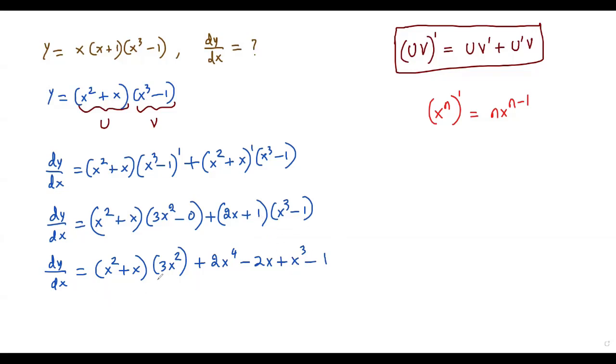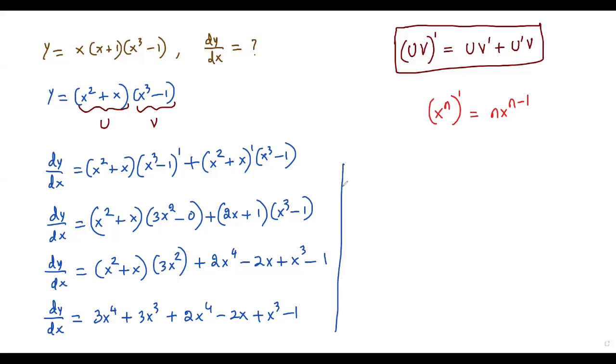Okay, now what we can do is distribute this 3x squared to the x squared and positive x. Let me do it in the next step. dy over dx equals, when I distribute this 3x squared to this x squared, I'm getting 3x to the fourth power. When I distribute this 3x squared to this x, it will become 3x to the third power, plus 2x to the fourth power, minus 2x, plus x cubed, minus 1. Okay, now we have to do simplification.